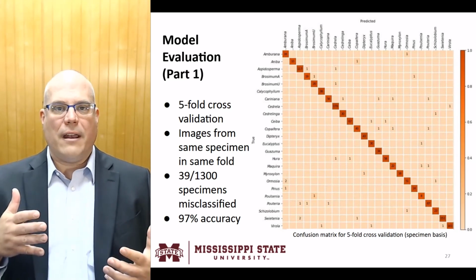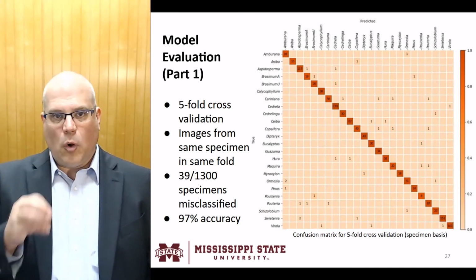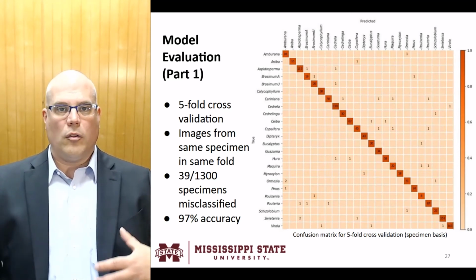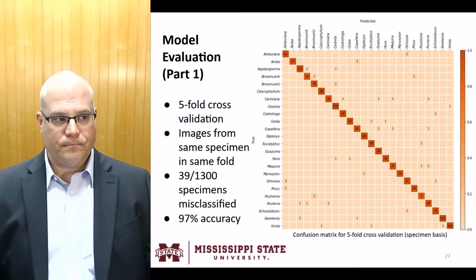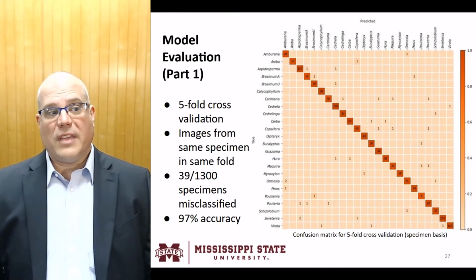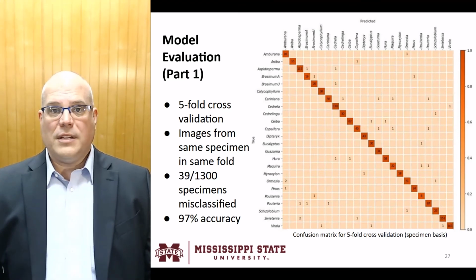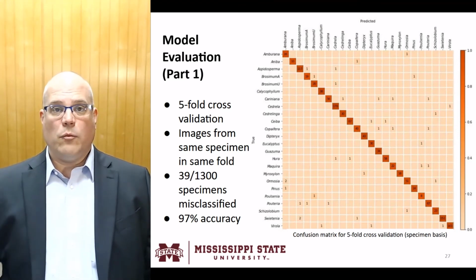And then we do that 5 times so that each fold takes its turn as being the validation set, while the other 4 are used to train the model. We made sure that the images from the same specimens were always in the same fold. 39 out of 1,300 specimens were misclassified, which works out to 97% accuracy.